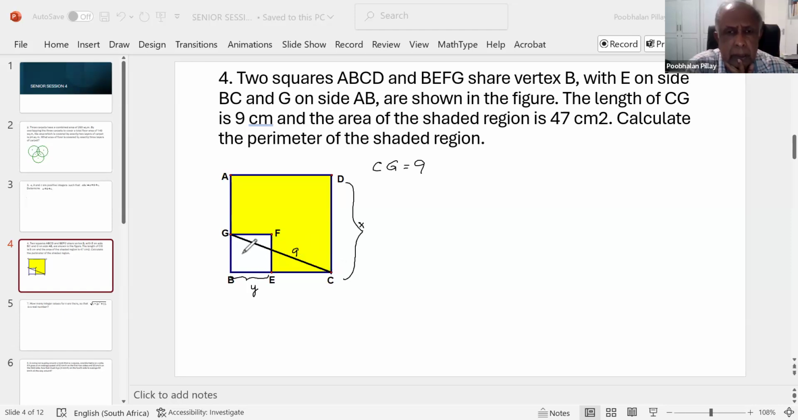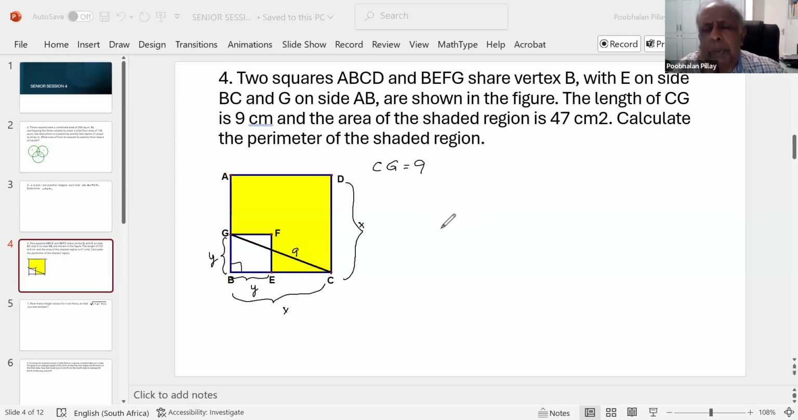All right. Okay, now that's interesting. CG is the hypotenuse of a right angle triangle, right? And do we know the other two sides? The answer is yes, because if this is y, it was given that this is a square, so all the sides are equal. So one side is y, and the other side is this, and we just called it x, the side of the large square. So you have a right angle triangle. The hypotenuse is 9, and the two sides are x and y. So you have an equation.